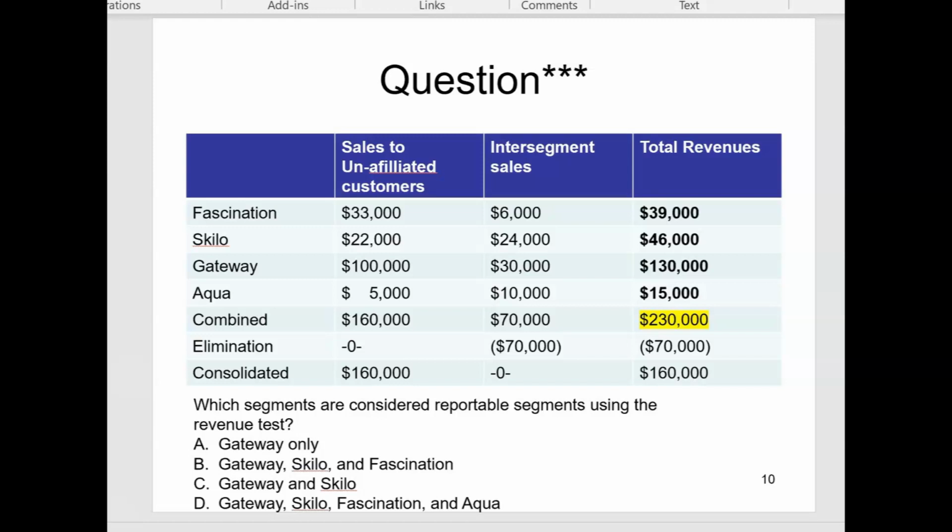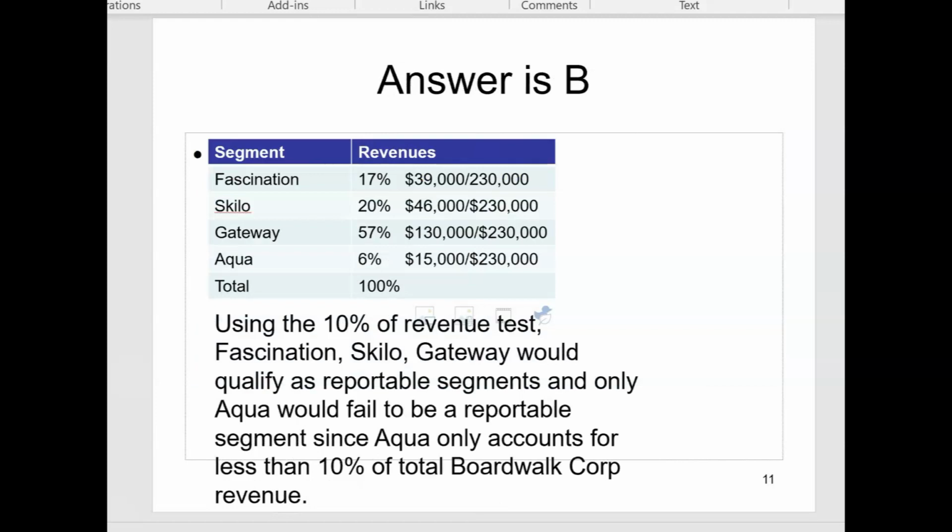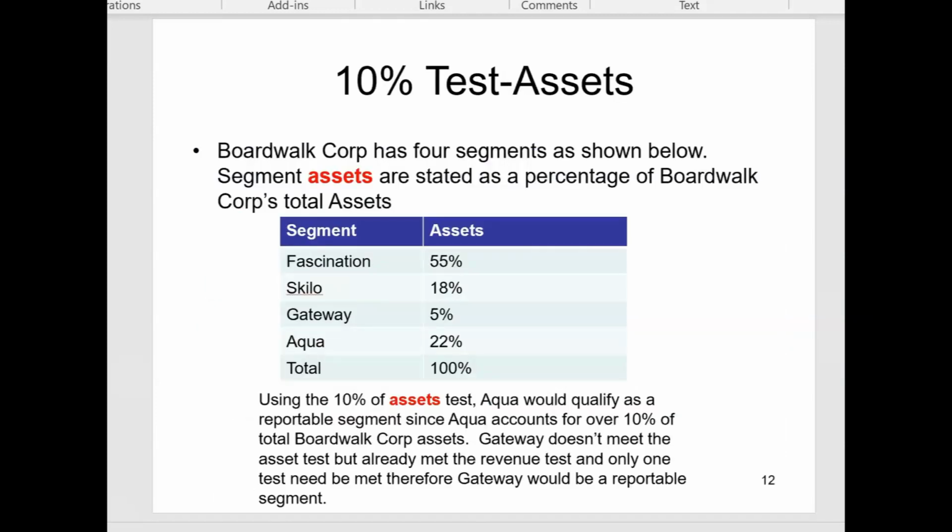The whole point of segment reporting is you've already eliminated those intercompany transactions in the body of the financial statements. Now, where you're going to report them to the users of the financial statements, you've got to have a segment disclosure for those transactions, and that's what we're doing now. Once again, Boardwalk Corp has 4 segments as shown below, but now we're going to do the asset test because poor Aqua hasn't gotten in the door yet, and you know they're feeling a little triggered and probably a little upset that they're not included here. So let's see if we can't get them into the party.